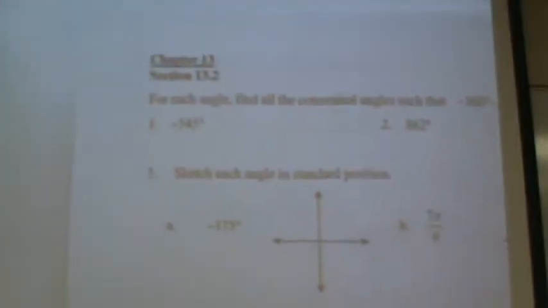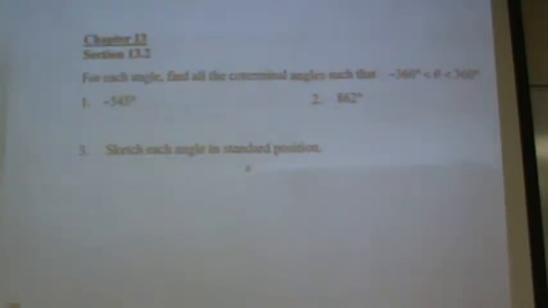Okay, we're starting with chapter 13 today. Chapter 13, we are going to figure out coterminal angles. Now for this question, coterminal, I want to know between 0 and 360 and from 0 to negative 360. So they're asking you for two answers here.